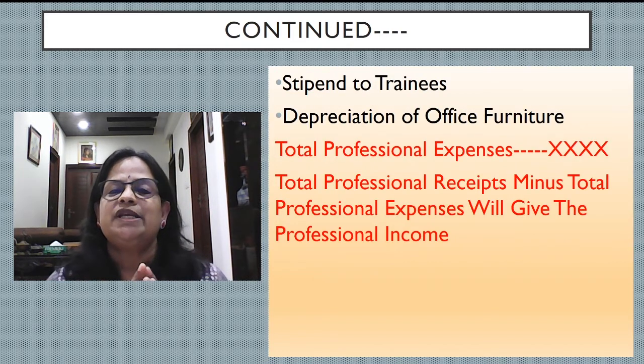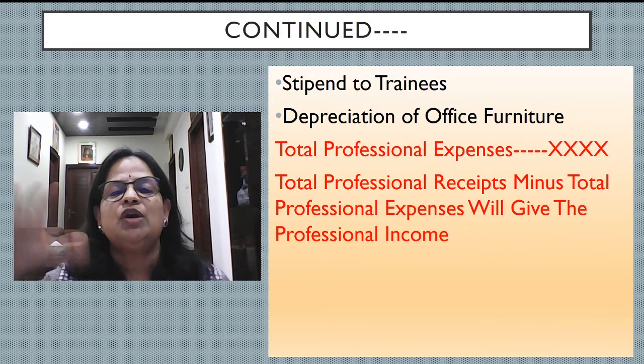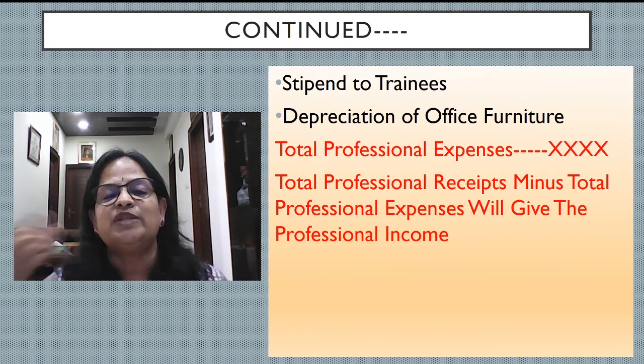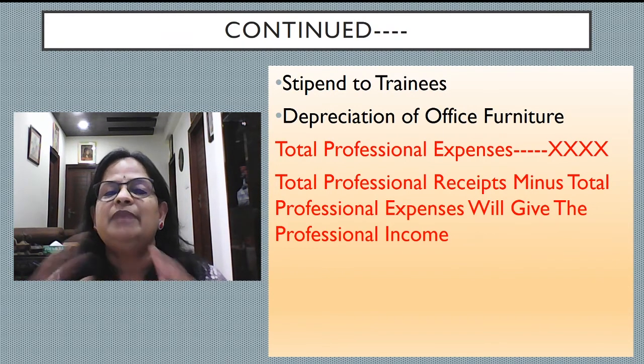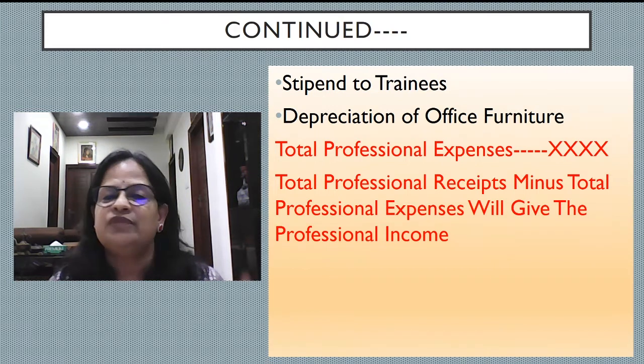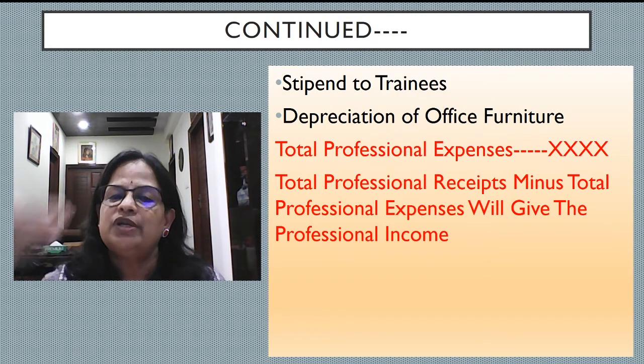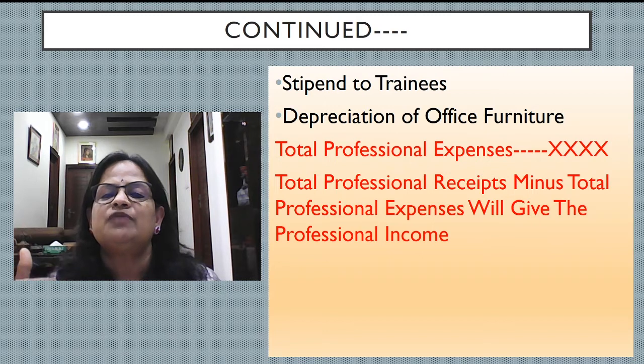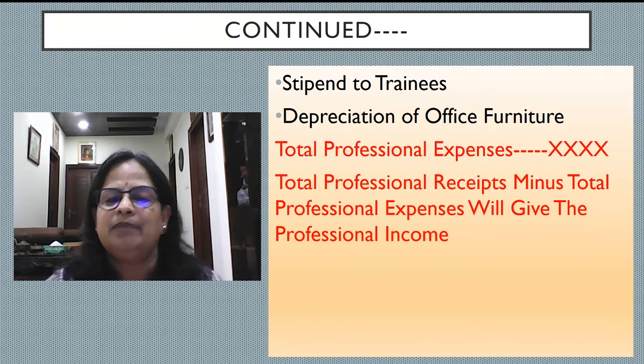Now, stipend to trainees. They will always be completed graduates who aspire to become chartered accountants, and they will be working as trainees in their office. So, they have to pay stipend. That is also allowed. Depreciation of office furniture. So, total professional expenses we will take. So, total professional receipts minus total professional expenses will give the professional income.